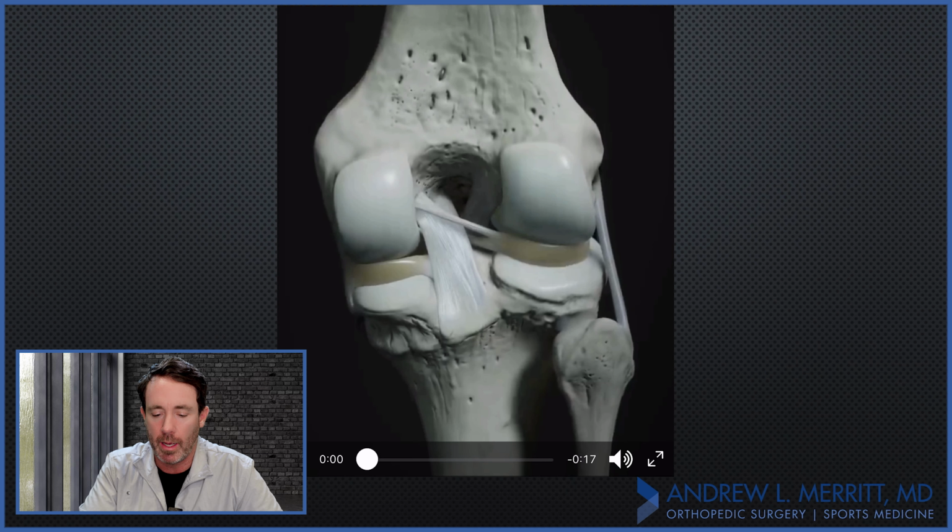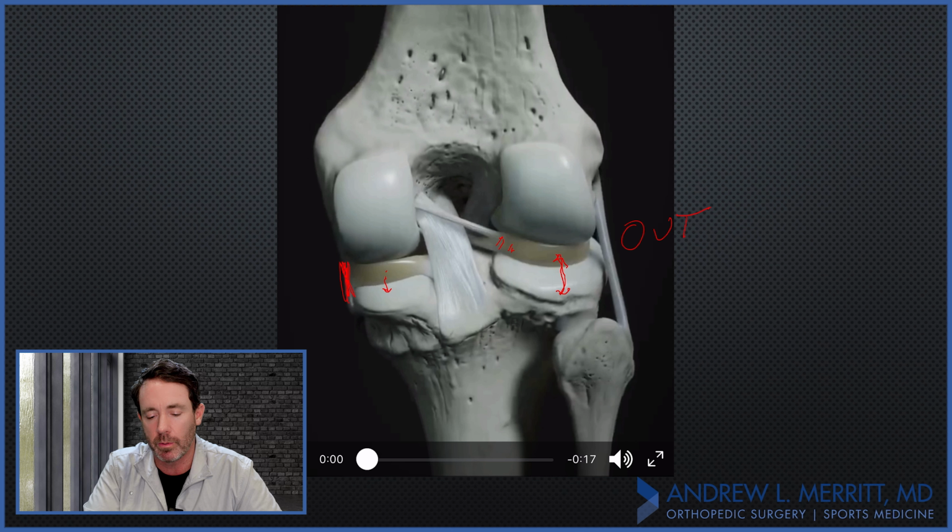Now, when we look at a video, what we're going to see is here's the outer side of the knee, and we're going to see this is the meniscus and how flexible it is. It's going to really come back and come forward here on the outer side of the knee joint. The inner meniscus does a little bit back and forth, but since it's attached here over to the MCL, it's much more static, and the outer side moves a lot more.